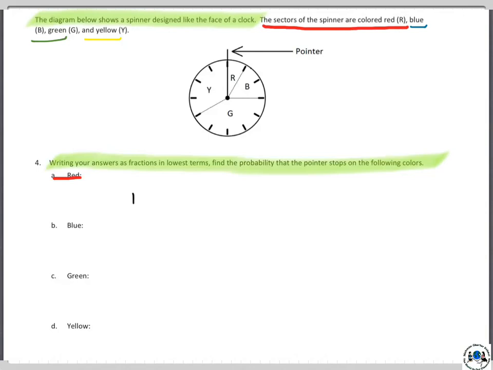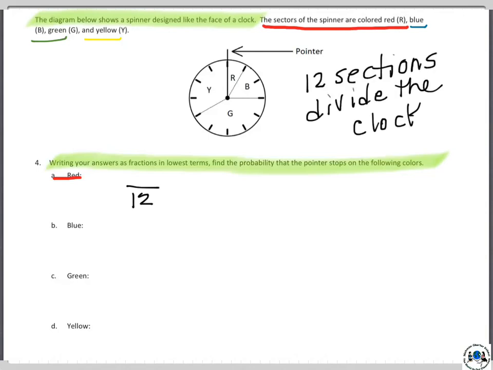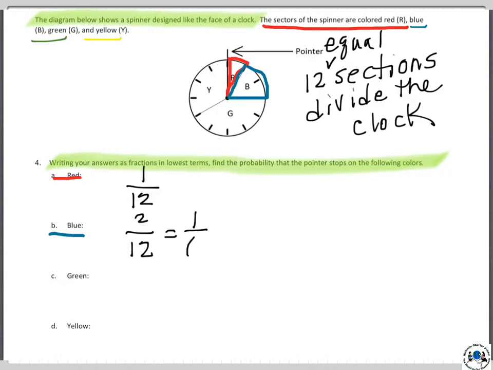Red, I am putting 12 in my denominator, my initial denominator, because there are 12 equal sections that divide the clock-like spinner. So I'm going to have 12 as my initial denominator throughout this lesson. And if I look at my red, yikes, I did blue fast too. I forgot to put a stop in. Anyway, red was, of course, one of those sections out of 12.